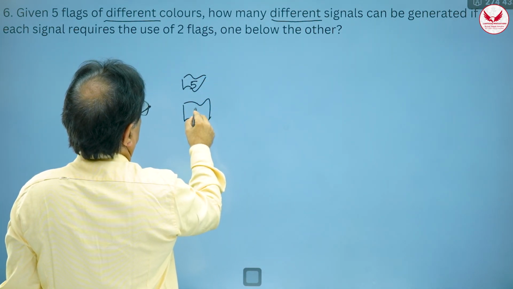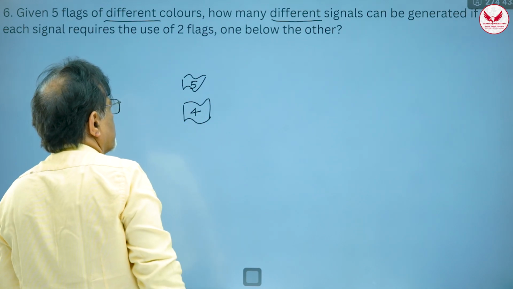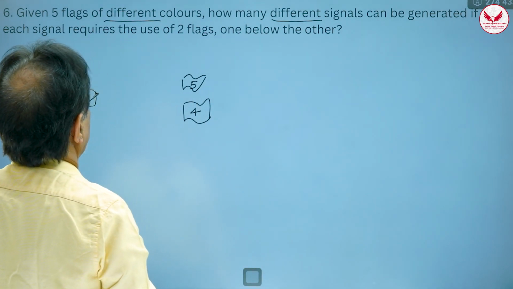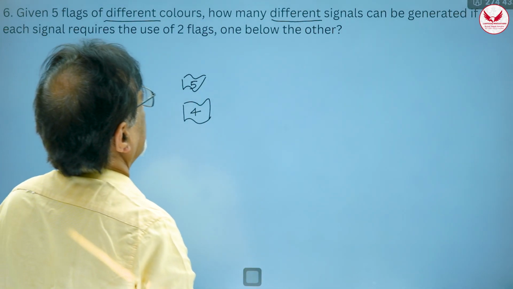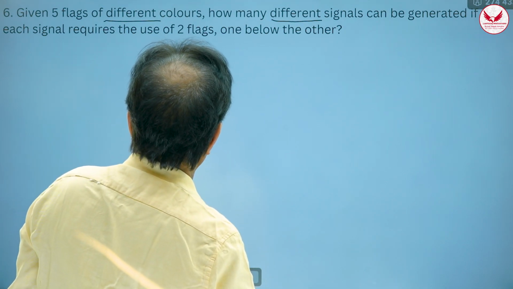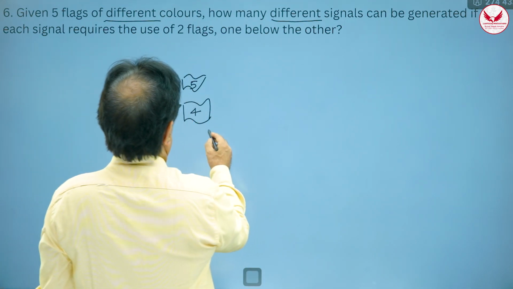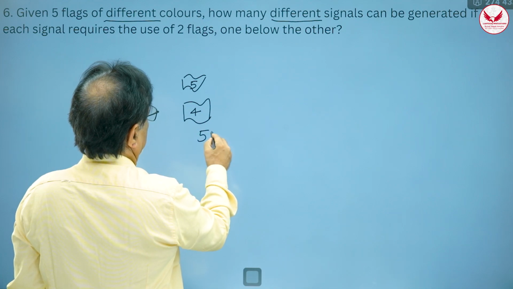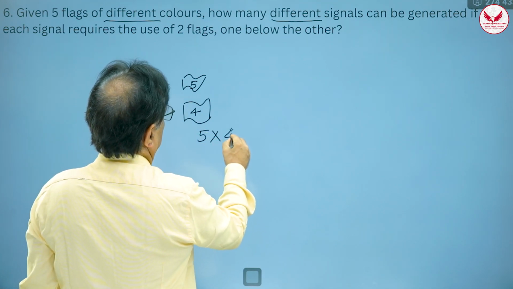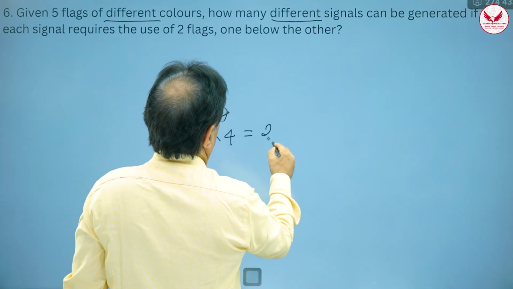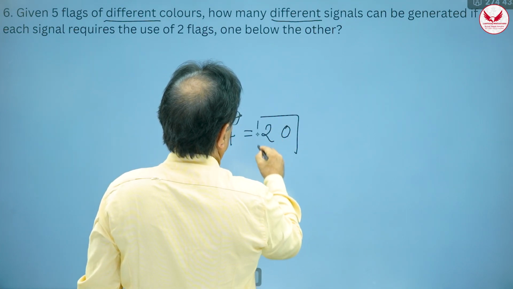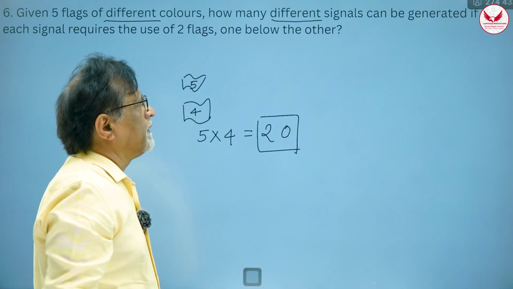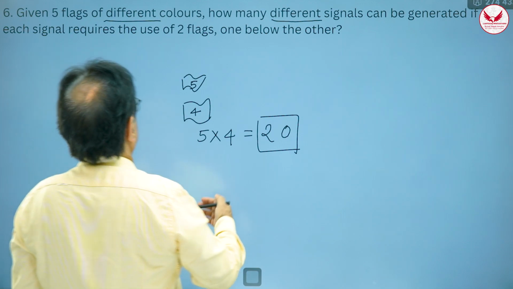So the second flag can be filled in how many ways? 4 ways. So there are 5 ways of filling the first flag and 4 ways of filling the second flag, and therefore the total number of signals that can be generated is 5 multiplied by 4, which is equal to what? 20. 20 is the answer. Okay, that is the answer to the 6th question.